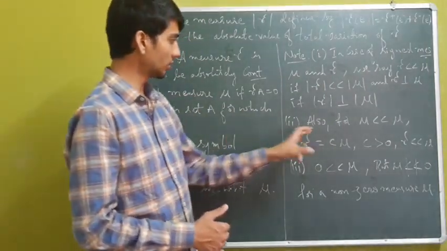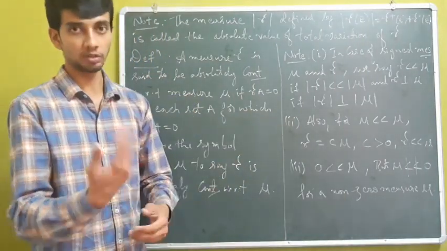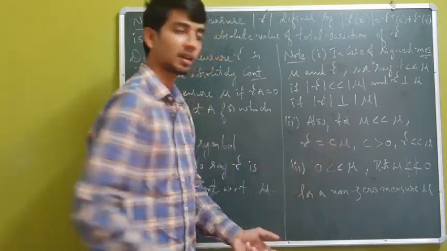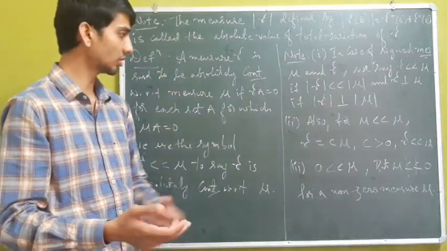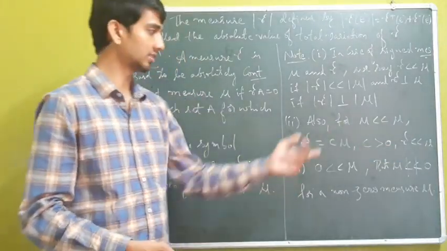And for the second note, mu is absolutely continuous with respect to itself, and if gamma is some scalar multiple, say a real constant c, of mu, then gamma is again absolutely continuous with respect to mu.